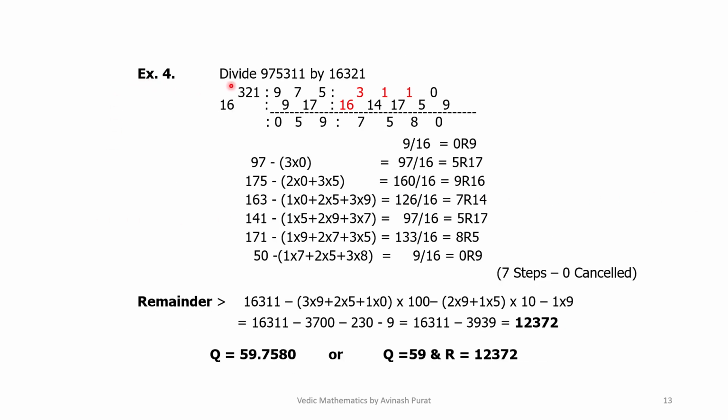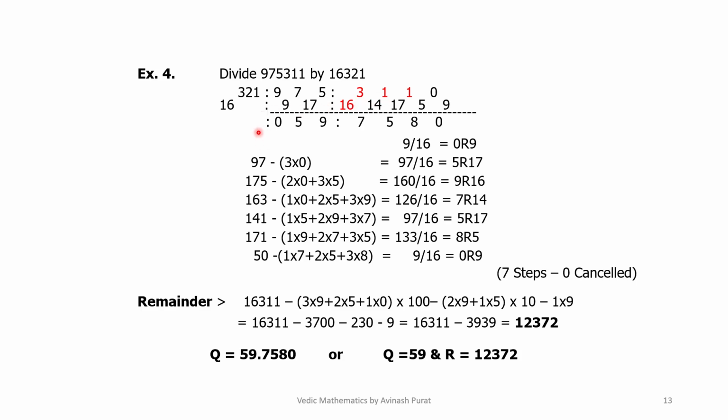Fourth example, divide 975311 by 16321. So 16 is the first two divisors and 321 is the Dhvajanka, 3 digits. 975 are taken before the decimal point, 311 is after the decimal point, 3 digits.